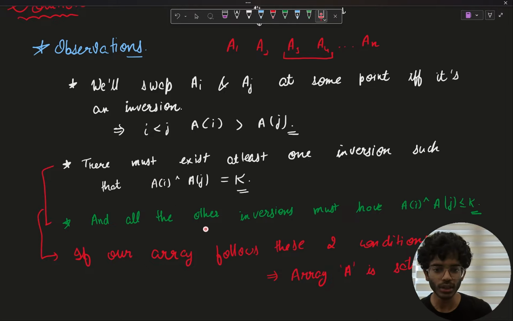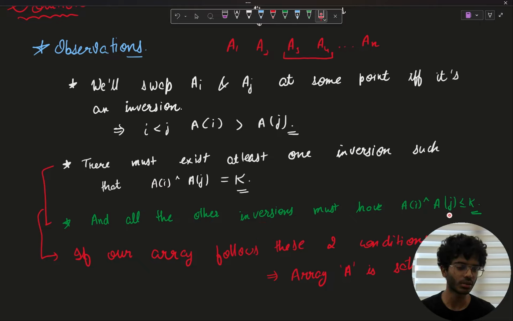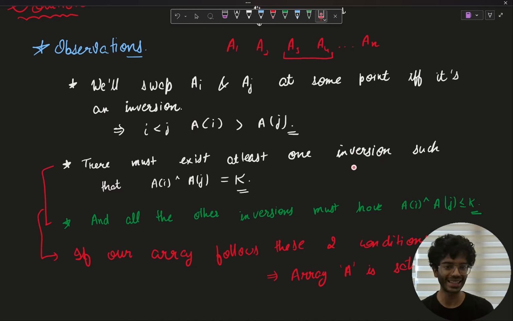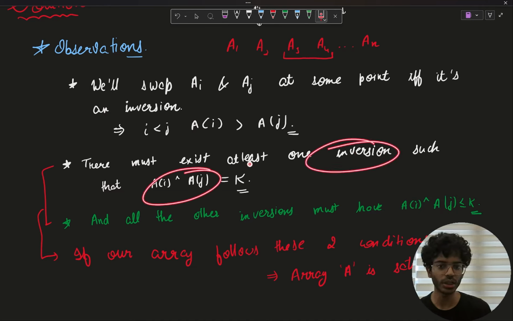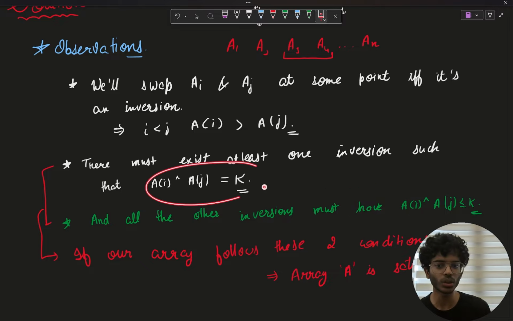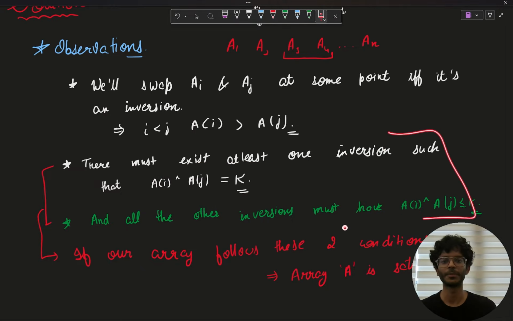And all the other inversions must have A of I XOR A of J less than or equal to k. Because if it becomes greater than k, then the overall f of a will be greater than k, which we do not want. And there must be at least one inversion with XOR equal to k. Otherwise, if all of them are less than k, f of a would be less than k. So these two conditions must be satisfied.